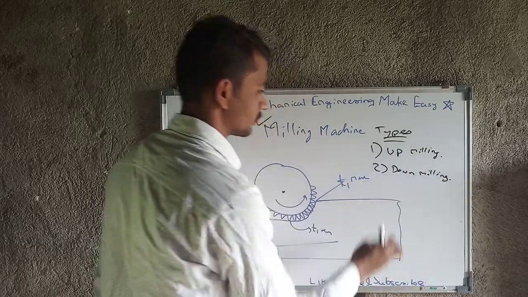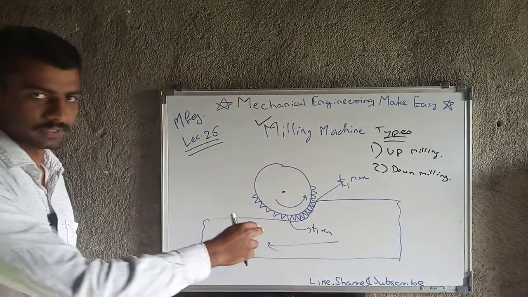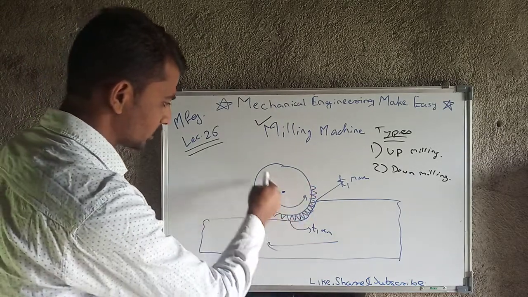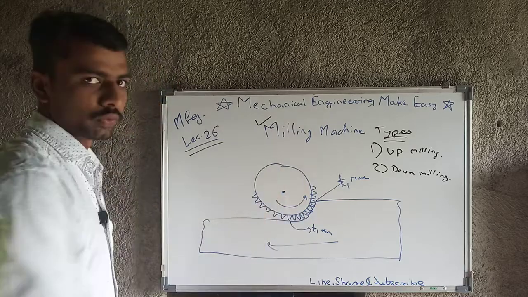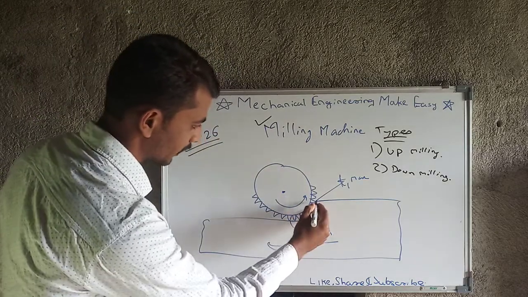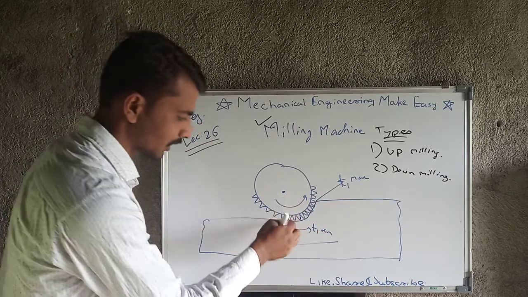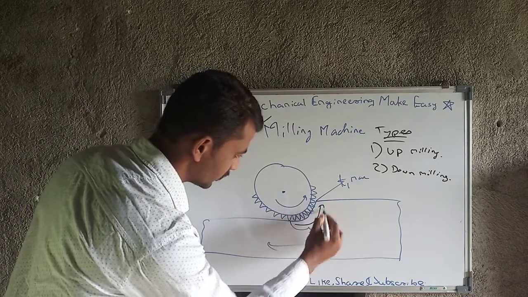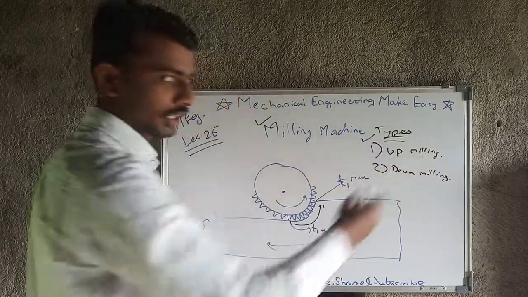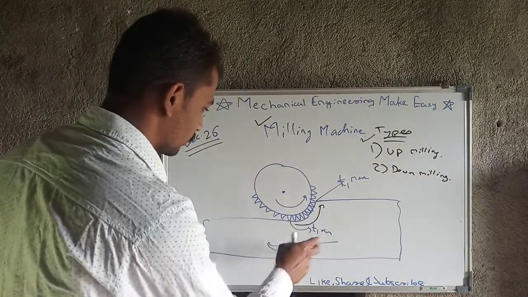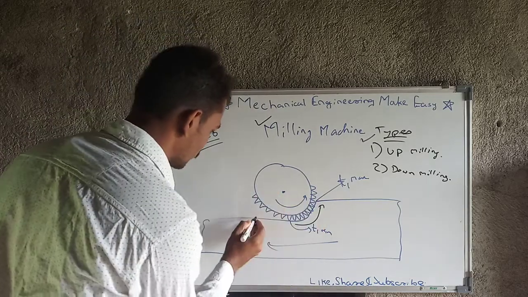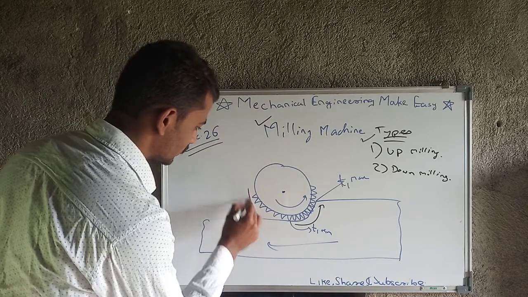What is the basic difference between these two? I have shown this figure in which the workpiece is in this direction and the tool is revolving in counterclockwise direction. Because of this, the thickness is minimum here and the thickness is maximum here, and the cutting action is happening in this way. So this is nothing but up milling or conventional milling. And if this process is reversed, the tool is moving in such a direction and the cutting is happening here.